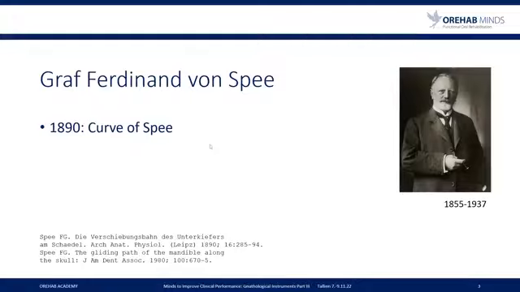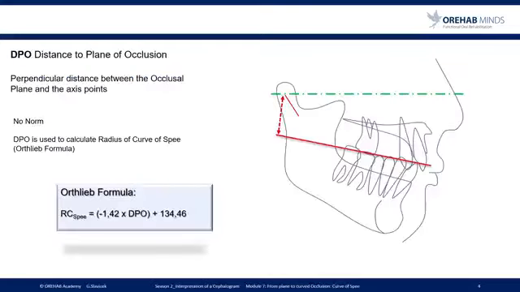Ferdinand von Spee, Graf Ferdinand von Spee, described in 1890 this sagittal arrangement of buccal teeth. Here the publication, The Gliding Path of the Mandible Along the Skull, American Dental Association, in 1890. We have different approaches based on occlusal plane to understand the curve. One is the so-called Ortlieb formula described by Jean-Daniel Ortlieb, professor at the University of Marseille.